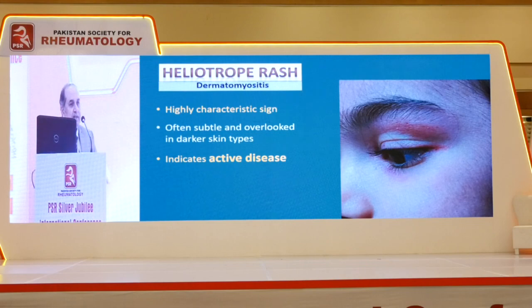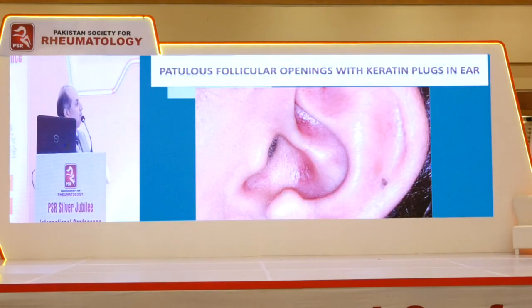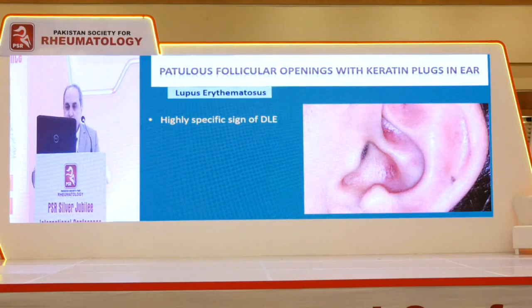And in our races, dark races, sometimes this violaceous erythema is subtle and overlooked, especially in darker skin types. So we clinicians must pay attention to the periorbital region, especially for this violaceous color and edema. The examination of the ears may reveal patulous follicular openings and keratin plugging. Never take it lightly, because this is a highly specific sign of discoid lupus erythematosus.